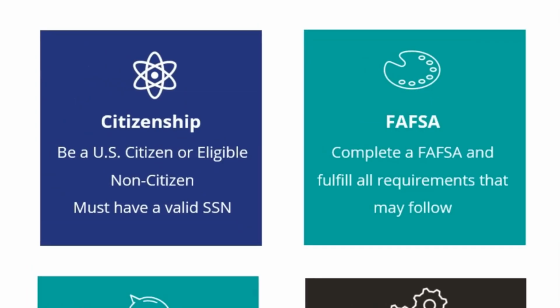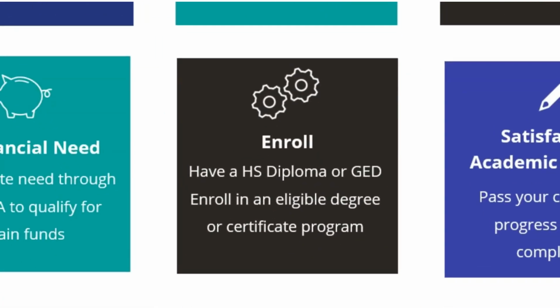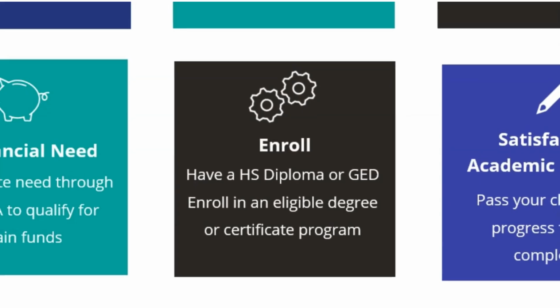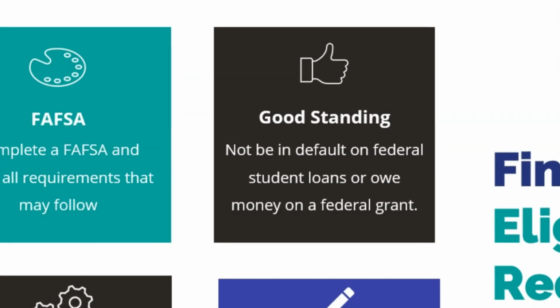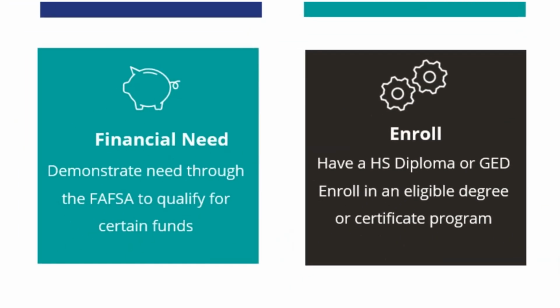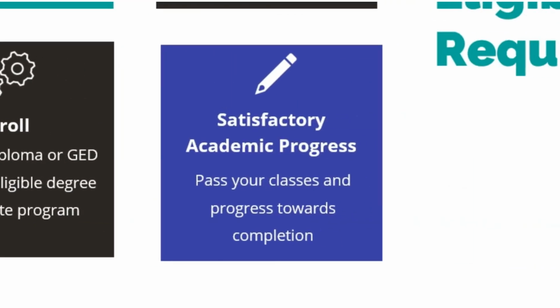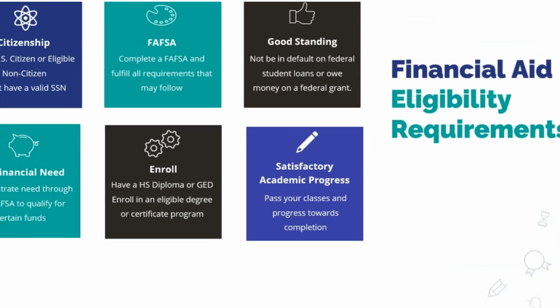First, you must complete a FAFSA. In order to complete a FAFSA, you have to be either a U.S. citizen or an eligible non-citizen with a valid Social Security number. You also have to have completed a high school diploma or GED in an eligible degree or certificate program. Students need to be in good standing, not in default on their federal loans or owe any money on a federal grant. You also must demonstrate financial need and be within good satisfactory academic progress.